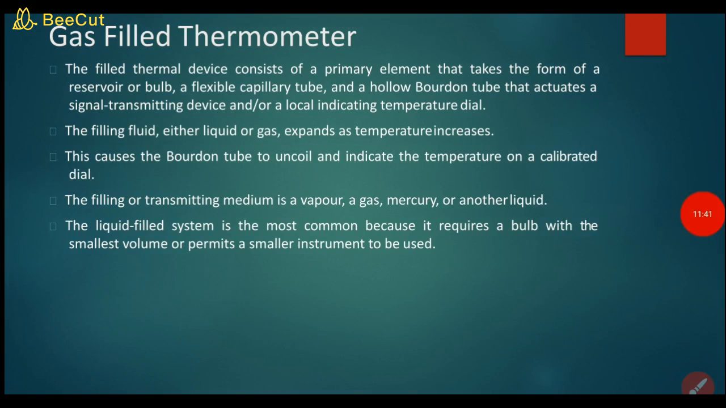Okay, now in this type of thermometer, the filled thermometer device consists of a primary element that takes the form of a reservoir or bulb, a flexible capillary tube and a hollow Bourdon tube that actuates a signal transmitting device and/or a local indicating temperature dial. The filling fluid, either liquid or gas, expands as the temperature increases. This causes the Bourdon tube to uncoil and indicate the temperature on a calibrated dial.